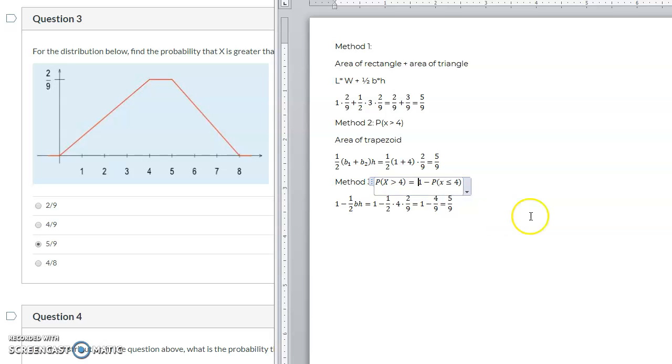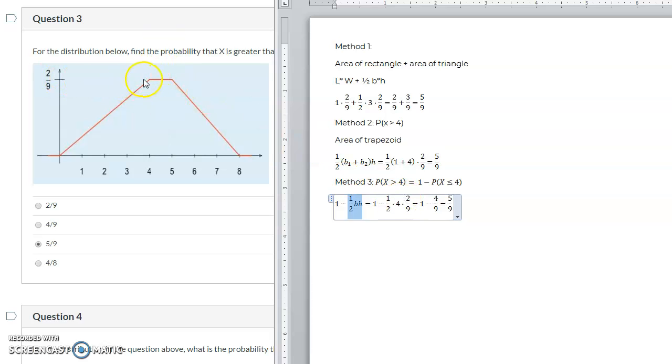that's the complement of x being less than 4, right? So we can just do 1 minus the probability that x is less than or equal to 4. So if I want this side, I can look up this side and subtract from 1. That triangle is just 1/2 base times height, and our base here is 1, 2, 3, 4. So there's my base, the 4. Height is still that 2/9.